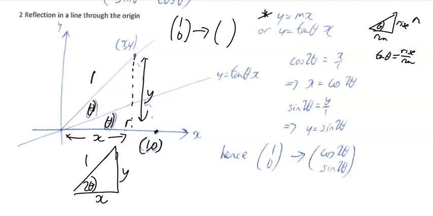So we could just say then over here we've got it all done. Cos 2 theta is equal to x over 1, therefore x is equal to cos 2 theta, and sine 2 theta is equal to y over 1, so your y is equal to sine 2 theta. So hence (1, 0) goes to (cos 2 theta, sine 2 theta), and that's that one done.